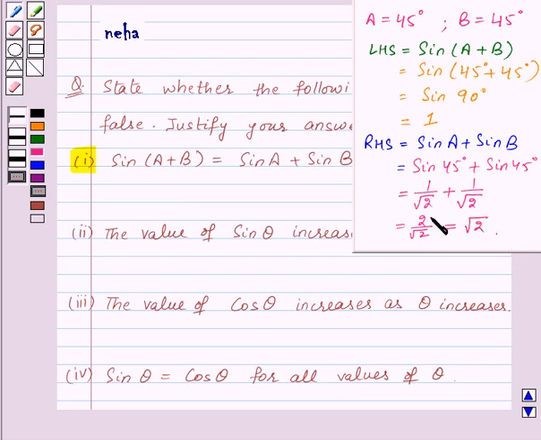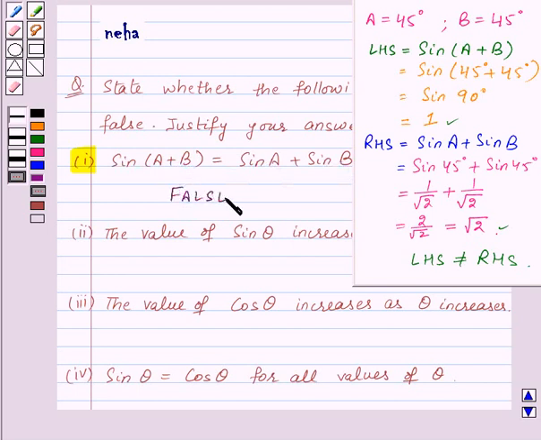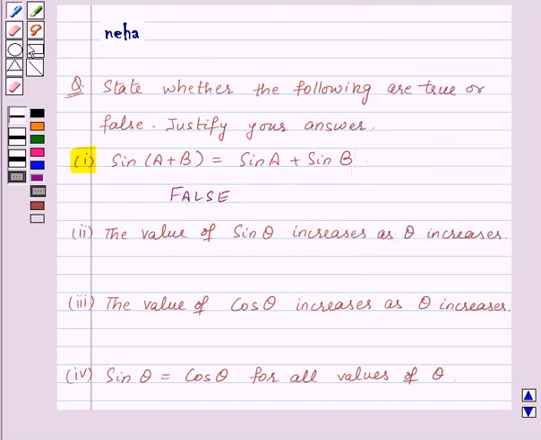So here, we can see that LHS is not equal to RHS, as LHS is equal to 1 and RHS is equal to root 2. So that means the given statement sine A plus B is equal to sine A plus sine B is false. Now let's see the second part. It says the value of sine theta increases as theta increases.